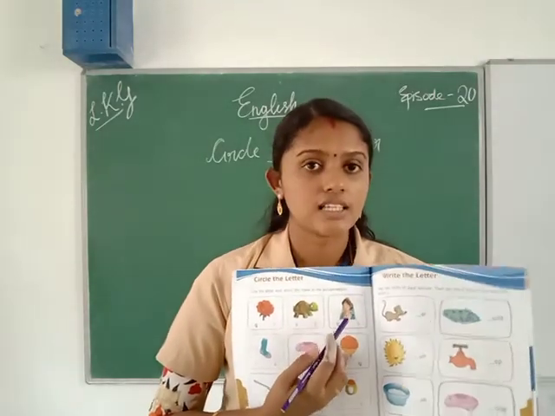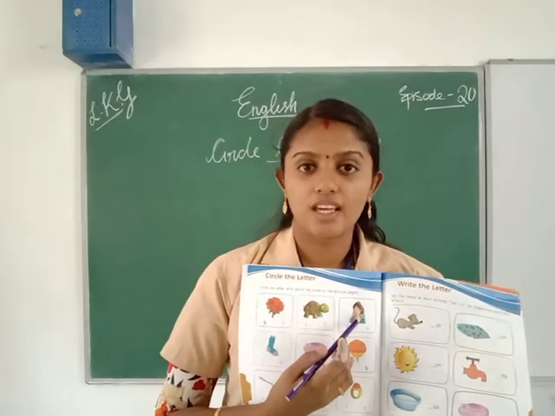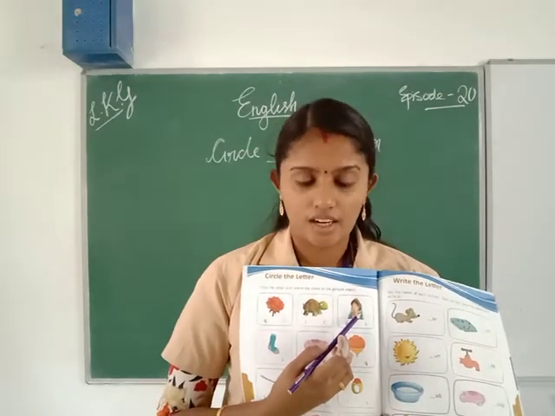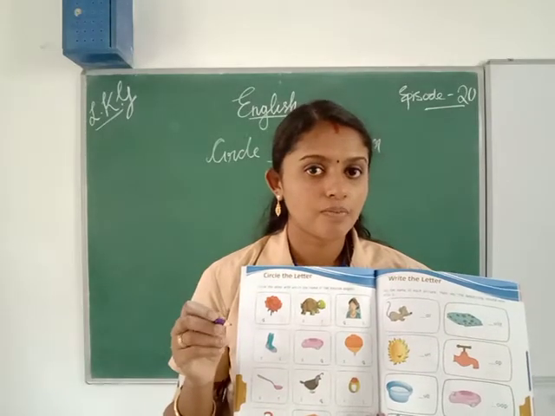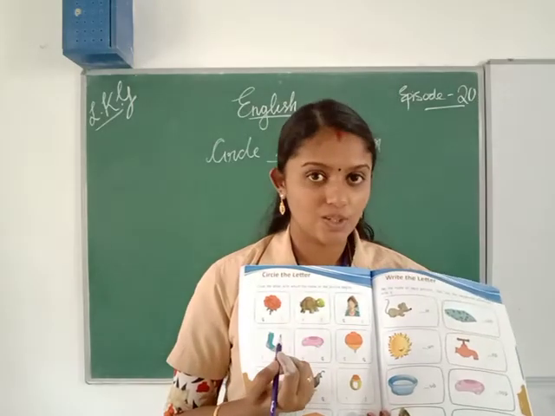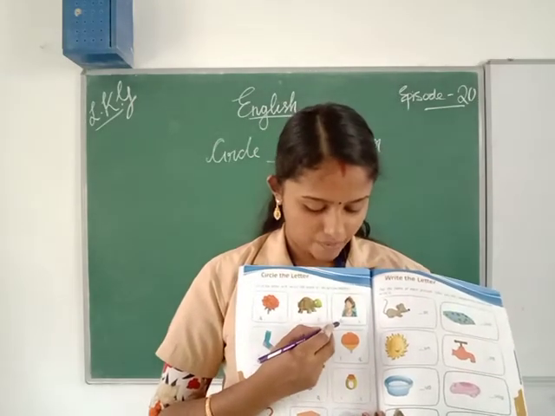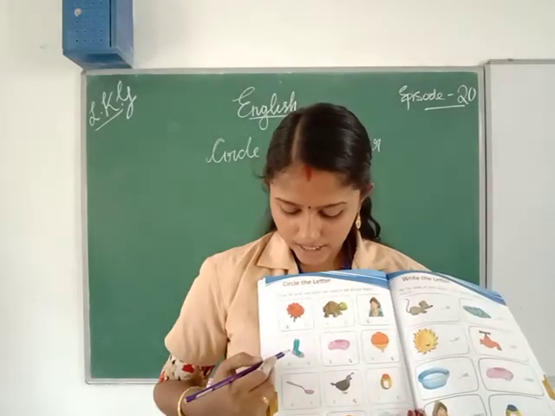What is this? Yes. Queen. Okay. Which letter is begin? Q. So, where is the Q? Yes, here. So, you circle it. Next one.